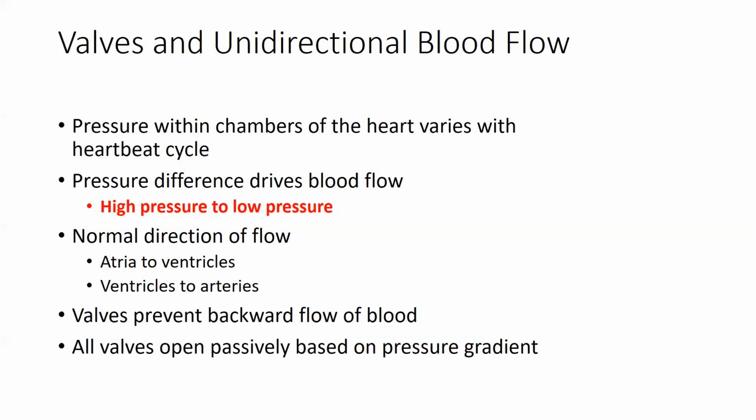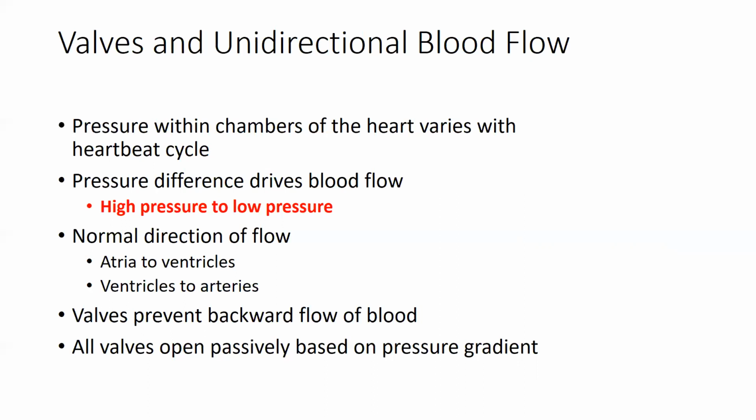If I increase the pressure in the ventricle, the blood is going to move from the ventricle out into the vessels because we've created a gradient by increasing that pressure. Okay? So the normal direction of flow is going to be from atria to ventricle, from ventricle to arteries.